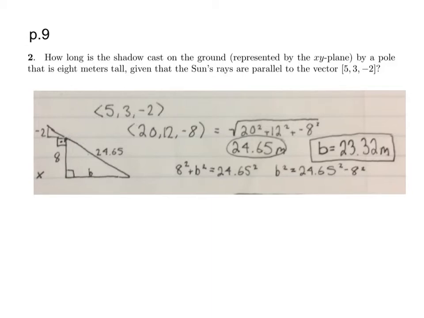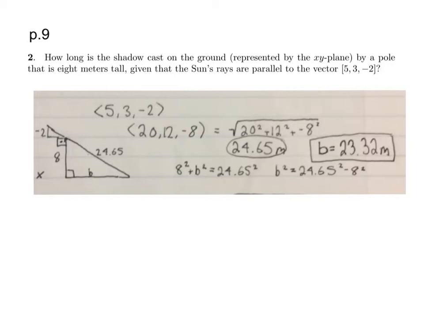I had page 9, number 2, and the question was, how long is the shadow cast on the ground, cast by the xy plane, by a pole that is 8 meters tall, given that the sun rays are parallel to the vector 5, 3, negative 2? Well, I started out by drawing the pole, which is 8 feet tall, and then you can see that the vector of the sun's rays are 5, 3, negative 2, so it creates that angle. But the pole's 8 feet tall, and so you can make that vector into 20, 12, negative 8 by just multiplying it by 4.